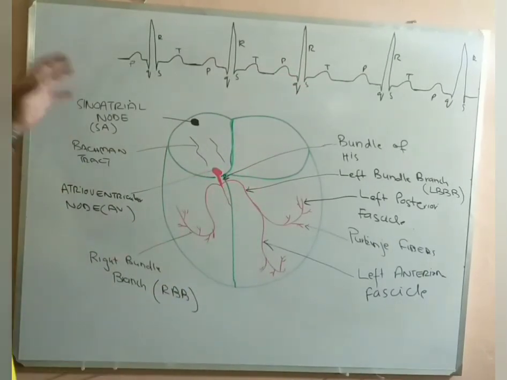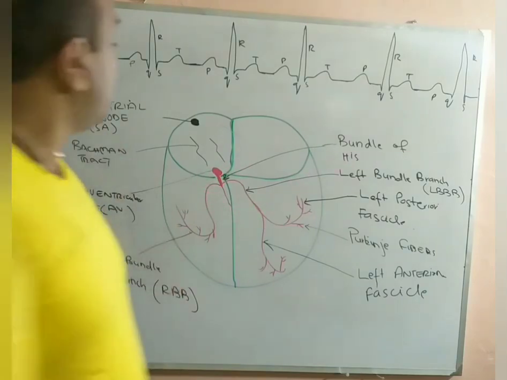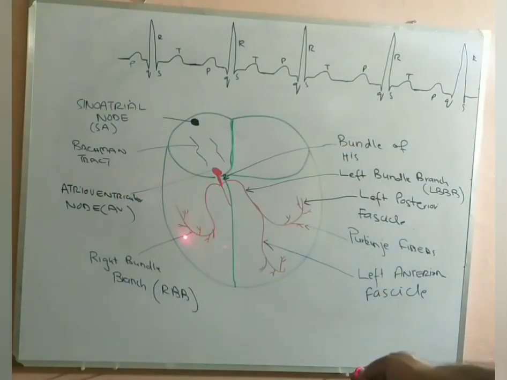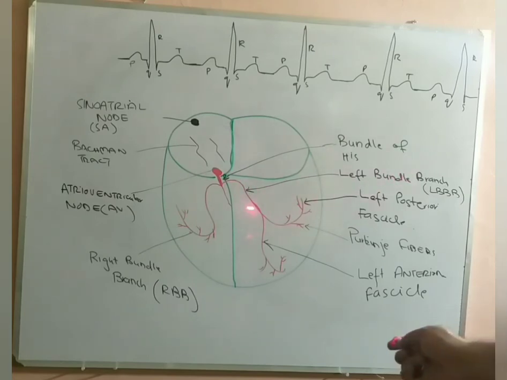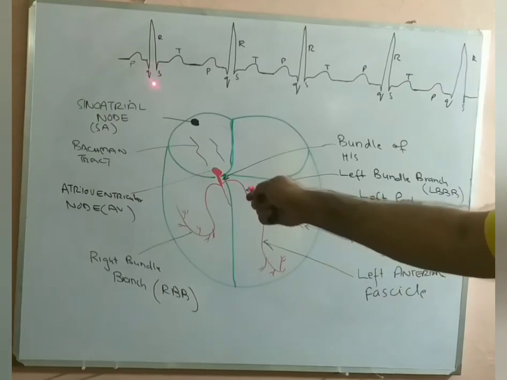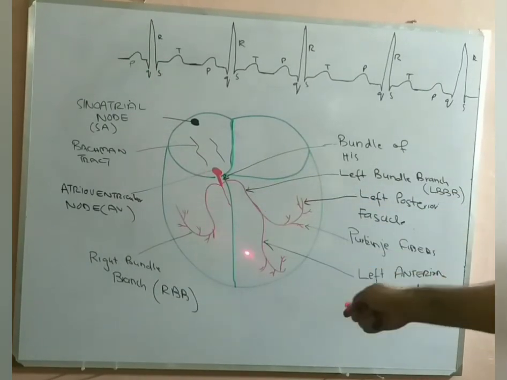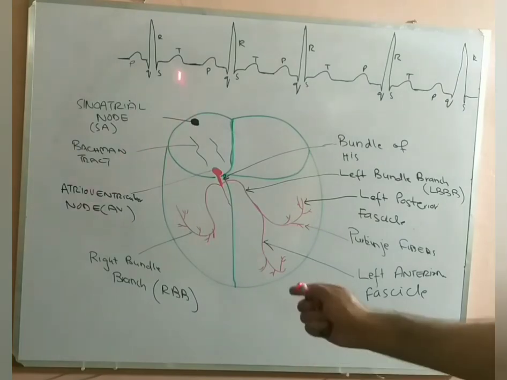Then it regains its speed and enters into the bundle of His. Here in the bundle of His, it then enters into the three branches. One is the septal branch, one is the right bundle branch, one is the left bundle branch. But the left bundle branch subdivides into the left posterior fascicle and the left anterior fascicle. And at the end of both the right bundle branch and left bundle branch, we see these Purkinje fibers, which are embedded into the ventricular muscle. These cause the ventricular muscle to depolarize, as a result of which we have the QRS complex. Then when this ventricular muscle repolarizes, it generates a T wave.